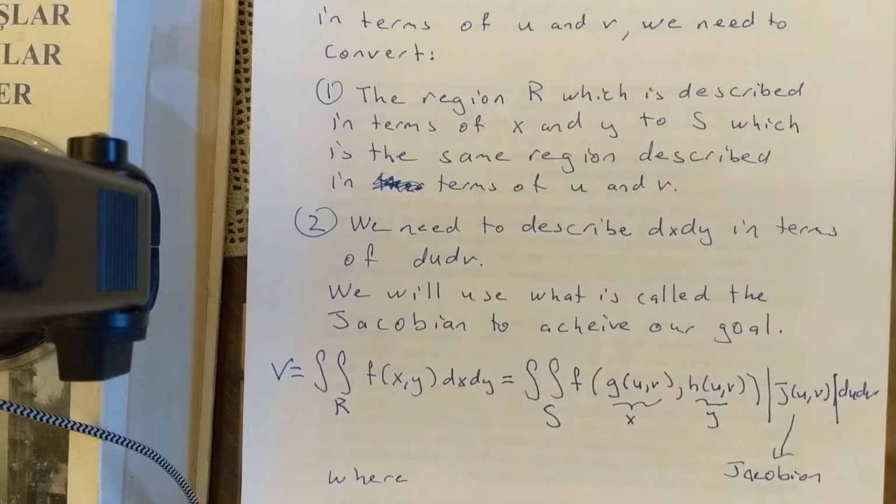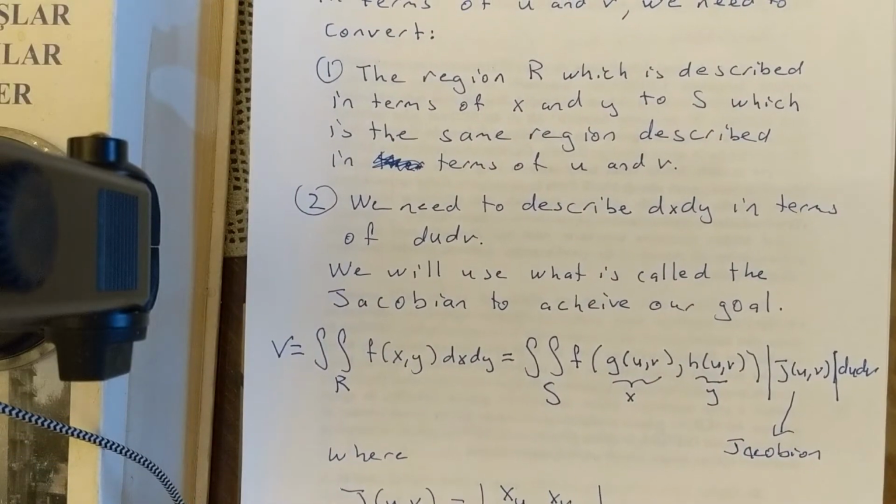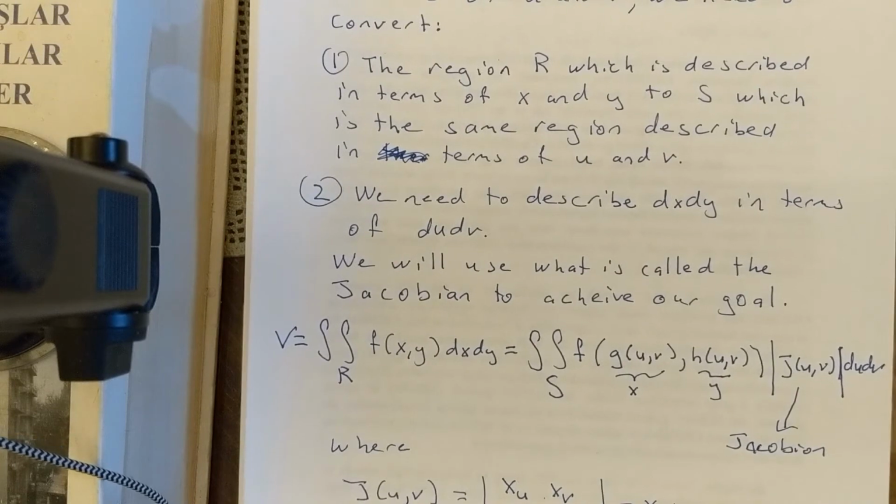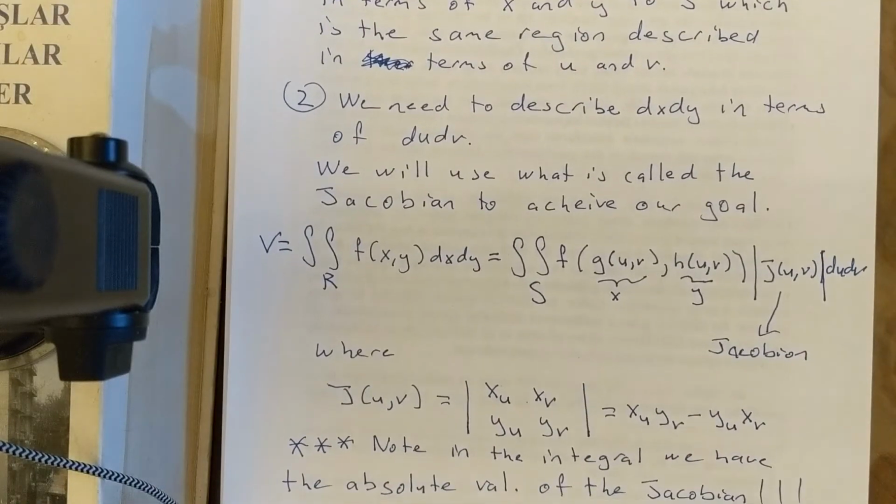And two, once we do the transformation for the region, we actually need to convert dx dy into du dv, okay? To do that, we will use something that's called the Jacobian, okay? The Jacobian. I really don't want to go into detail. The calculus books have some detail on it. It's kind of hard to talk about this Jacobian at this level.